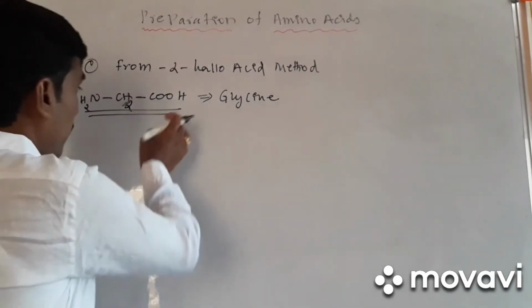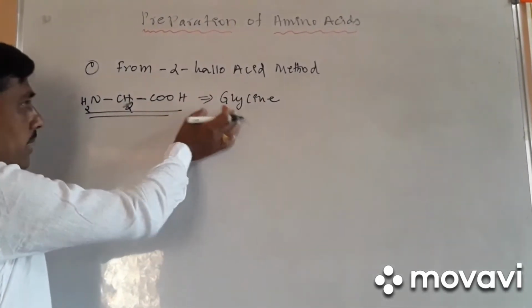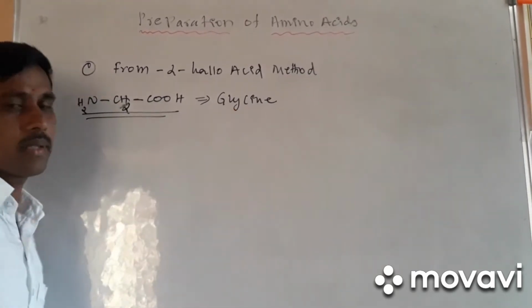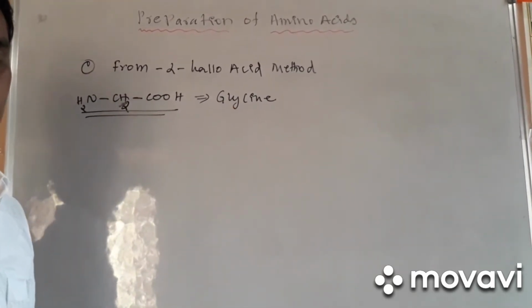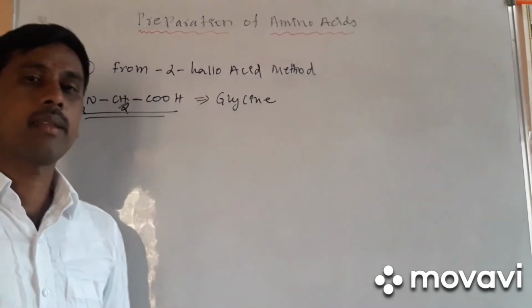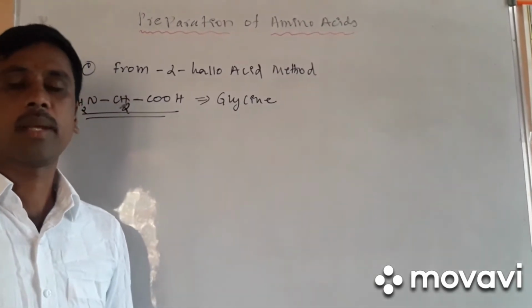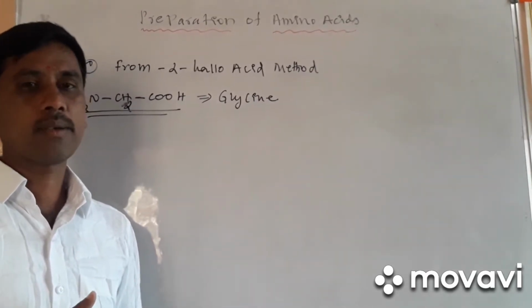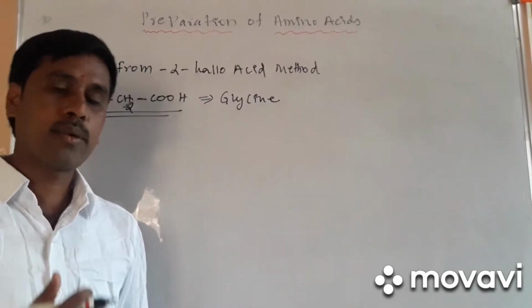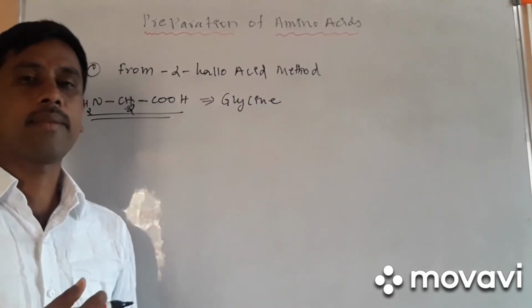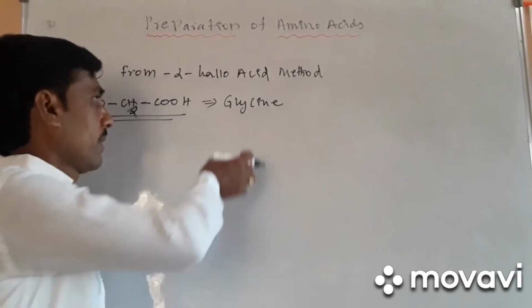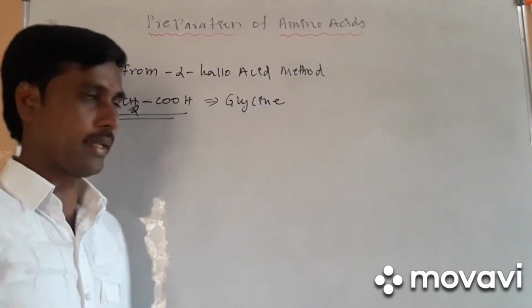By using this method we prepare glycine. In this reaction, first we take acetic acid. That acetic acid reacts with chlorine molecule in the presence of hydrogen iodide and phosphorus mixture to produce chloroacetic acid. That chloroacetic acid reacts with 1 mole of ammonia to produce glycine.